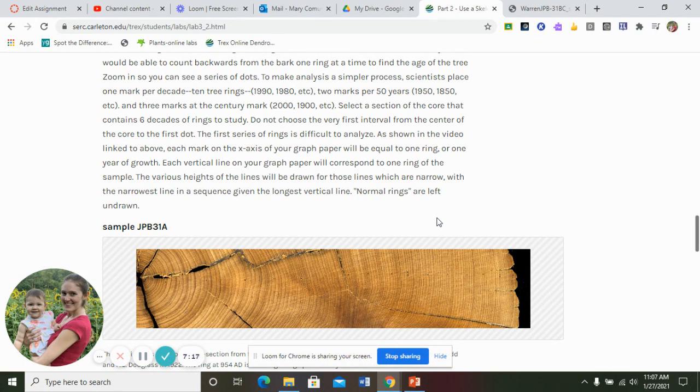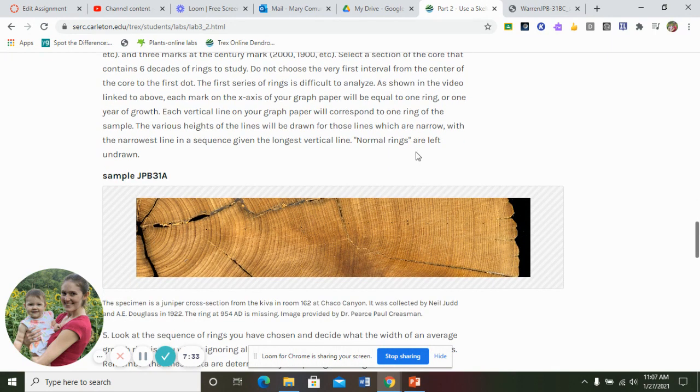Each vertical line on your graph paper will correspond to 1 ring of the sample. The various heights of the lines will be drawn for those lines which are narrower, with the narrowest line in the sequence given the longest line. Normal rings are left undrawn.